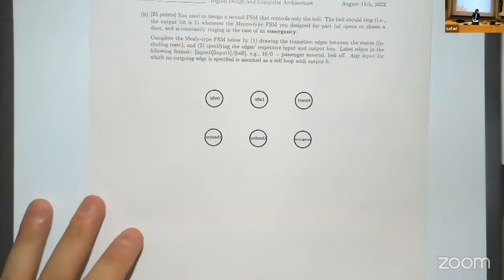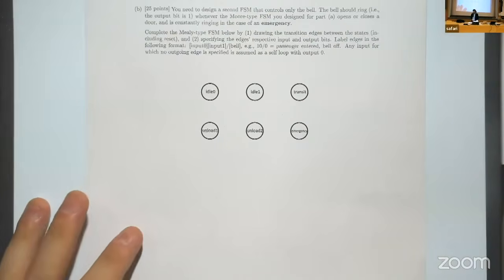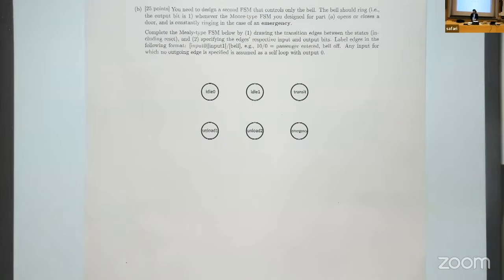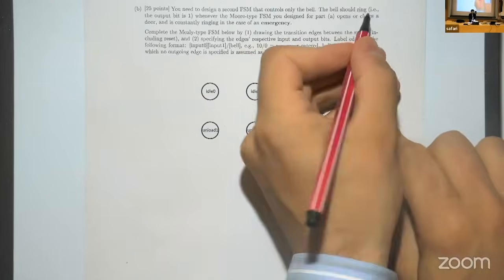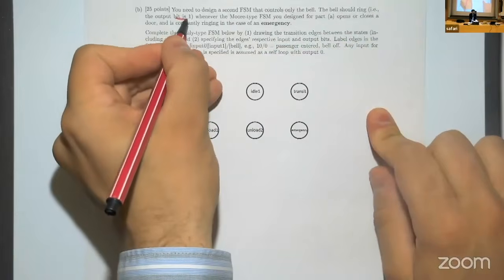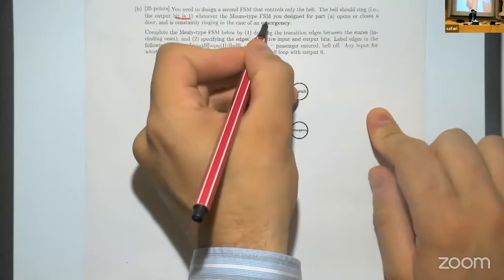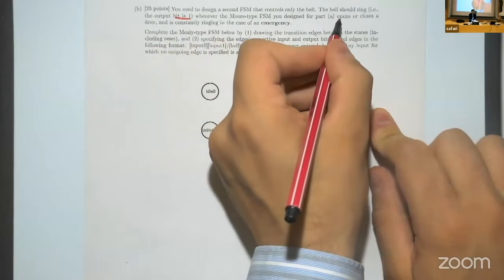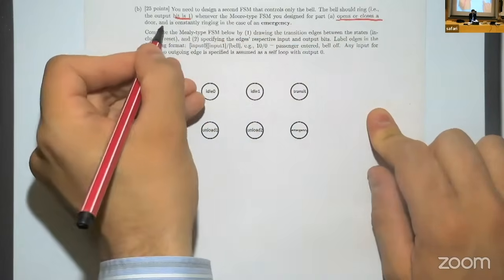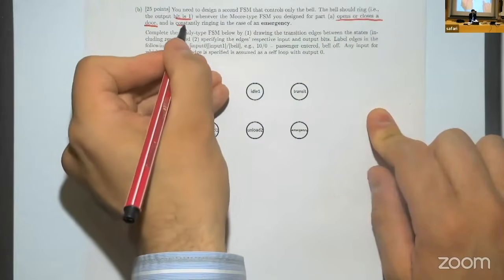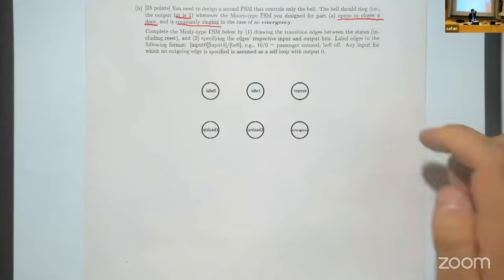Okay, cool. So, second part of the question. This one should be rather easy points if you solve the first one carefully. So now you're supposed to design a second FSM that's based on the first one. Namely, you should ring a bell. What that means is your output bit should be 1 whenever the earlier Moore type FSM opens or closes a door. Right? And it's constantly ringing in the case of an emergency.